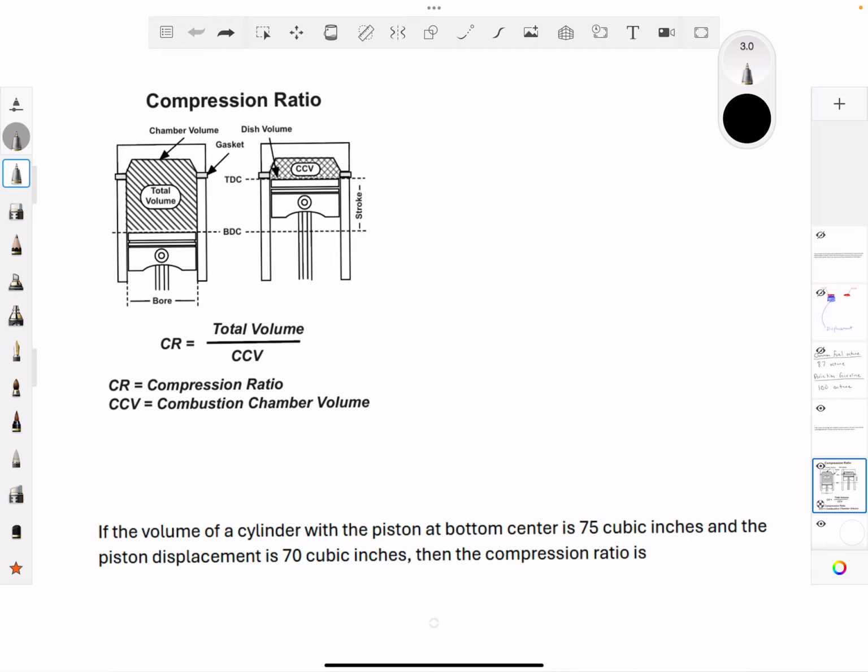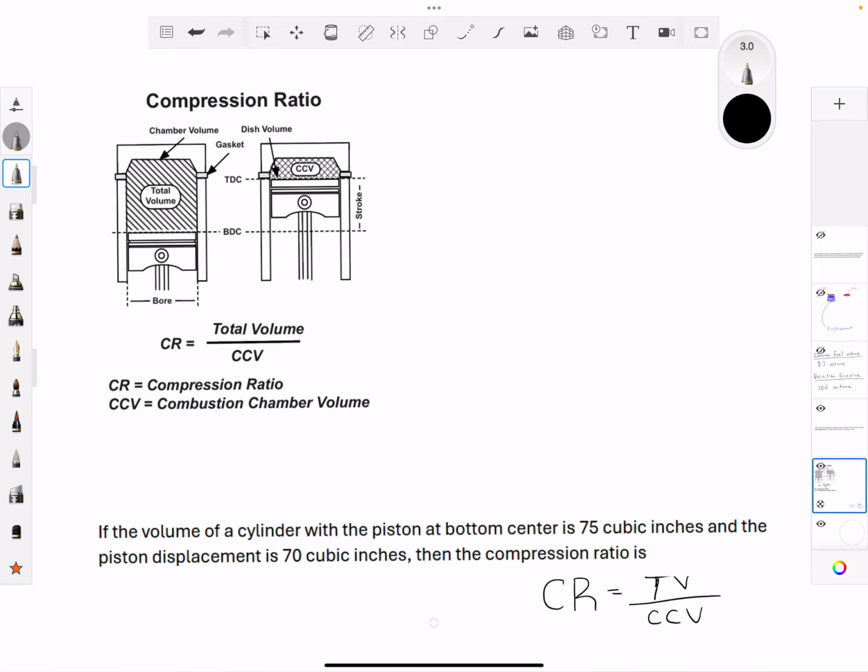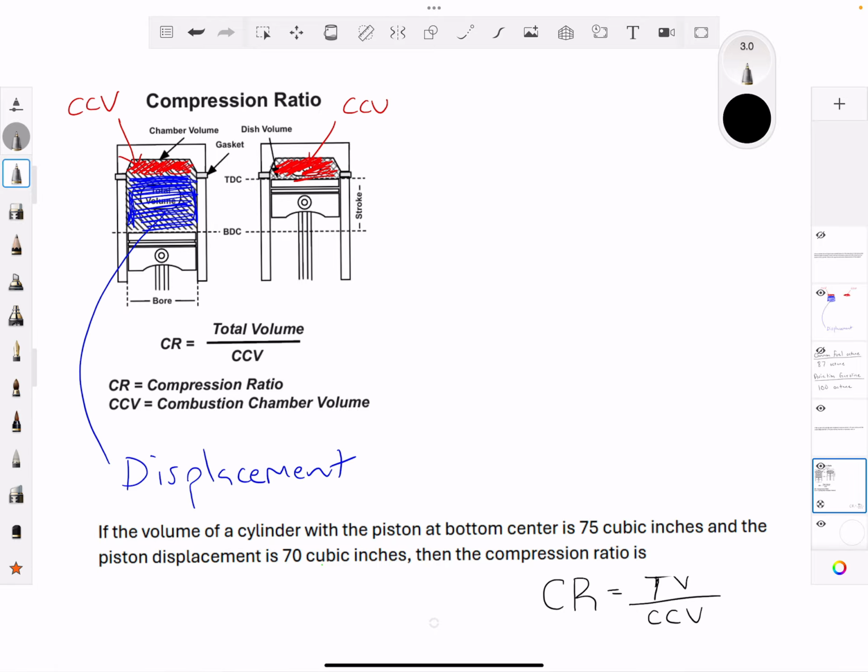Okay, so first we need to know what the equation is for compression ratio. So our compression ratio is equal to total volume divided by CCV. All right, so we have this image right here. It's describing the compression ratio. So what is total volume? Total volume is going to be the entire cylinder's volume, including the displacement.